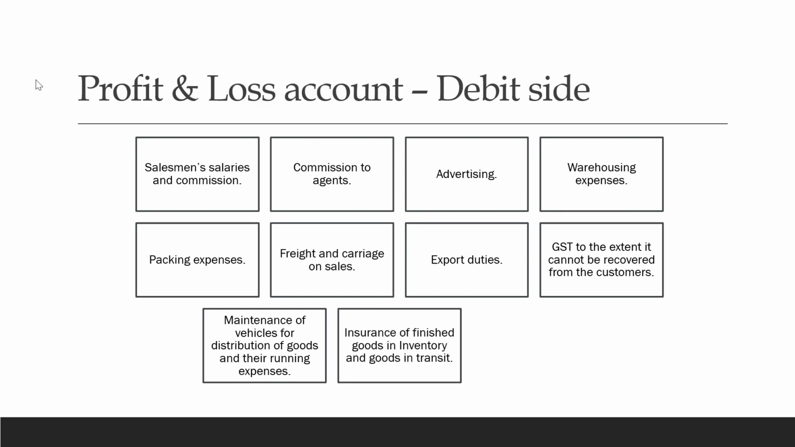Okay, next. Insurance of finished goods in inventory and goods in transit. So there's always a chance there's a fire. If there's a fire, your goods may get destroyed. So whatever you manufacture, you have to take insurance from the insurance company. Whatever insurance premium you're paying becomes an expense for the company. It goes to the profit and loss account.